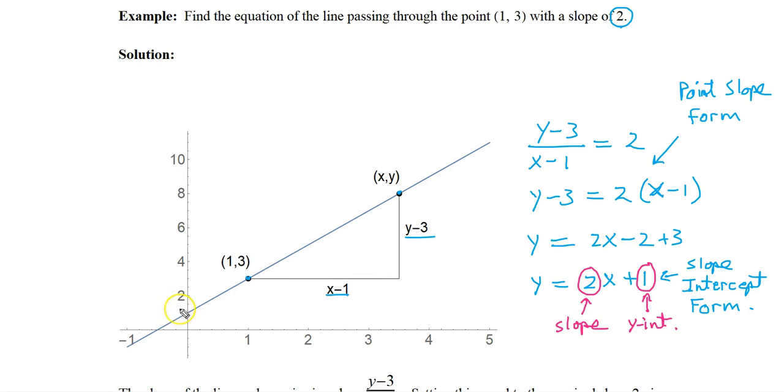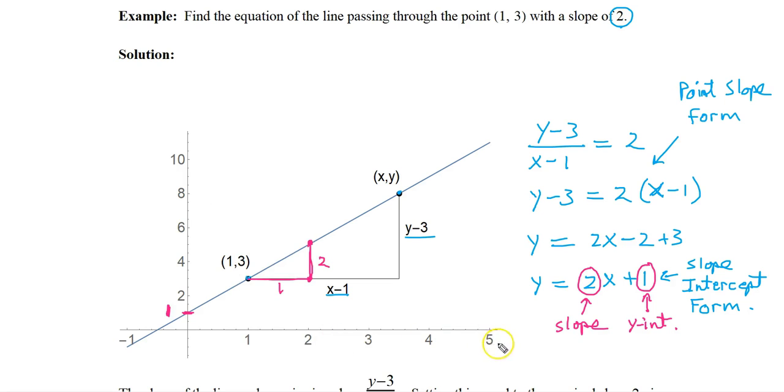Notice over here on the graph that 1 is right there on our y-axis, so that's our y-intercept. And the slope of this line is 2. Once again, notice that if we go over 1 unit in the x direction, we will have to go up 2 units to get back on the line again.